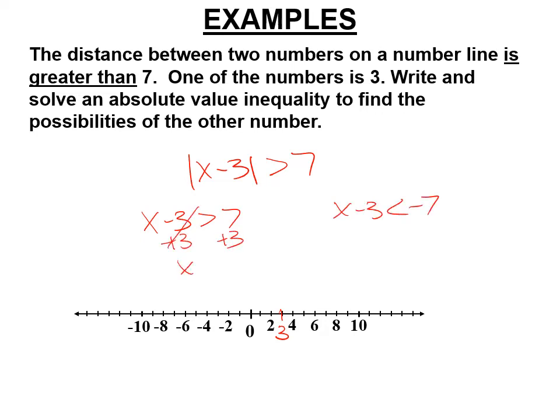x is greater than 10. So some number greater than 10 is more than 7 away from 3. And x is less than -4. That is more than 7 away too, and this is an "or" inequality.